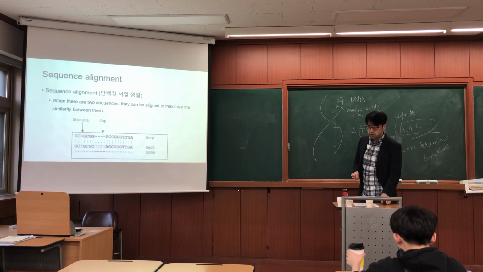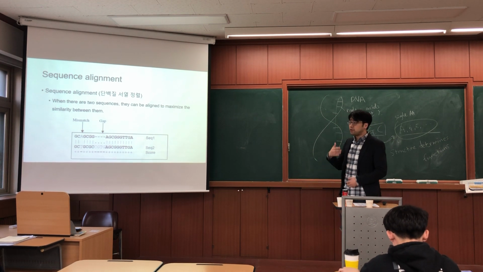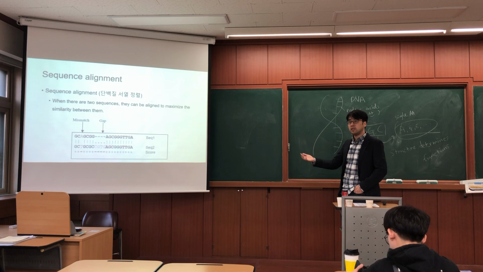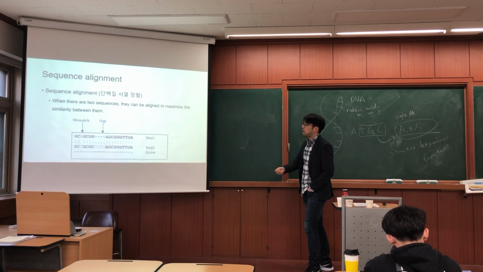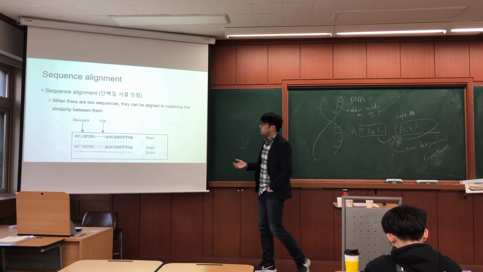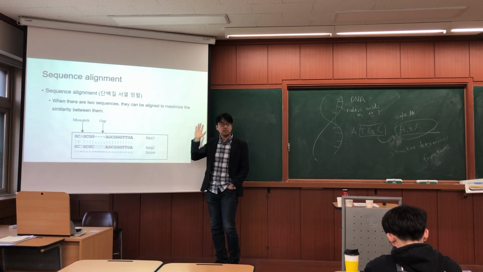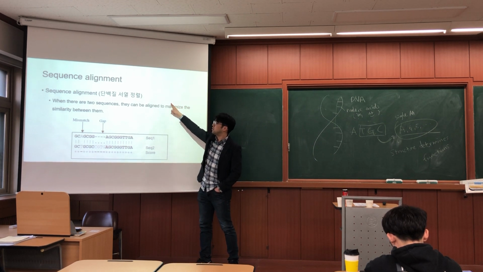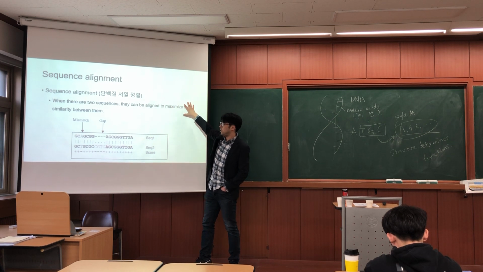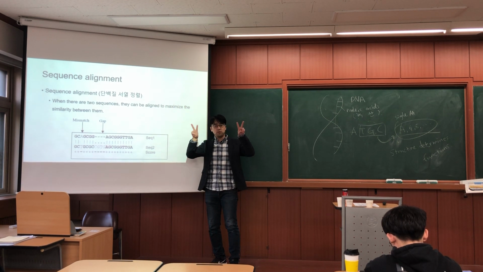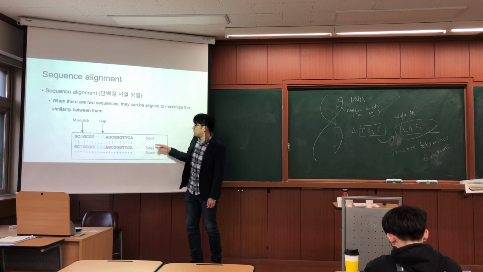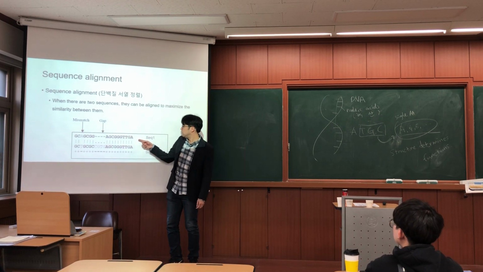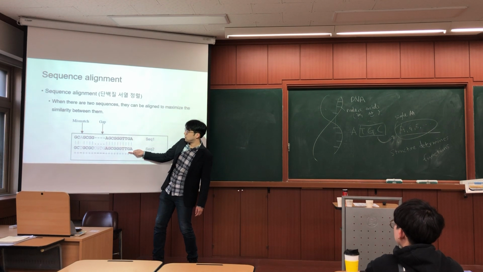Then what if we don't know the protein structure? If we don't know the structure of a protein, then we have to model it. We have to predict it. And for that, we need to understand the concept of sequence alignment. Sequence alignment is when you have two different protein sequences, and you can align them. For example, look at this sequence and this sequence.